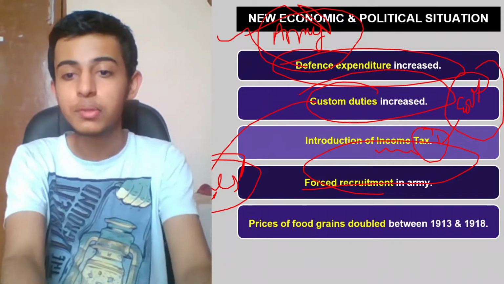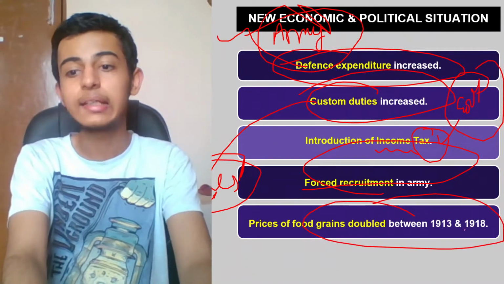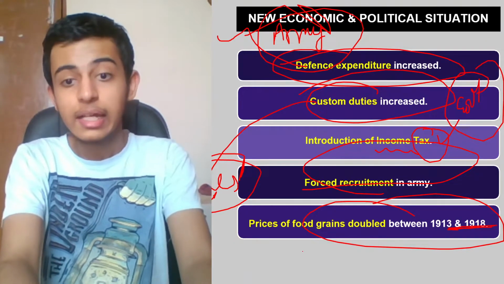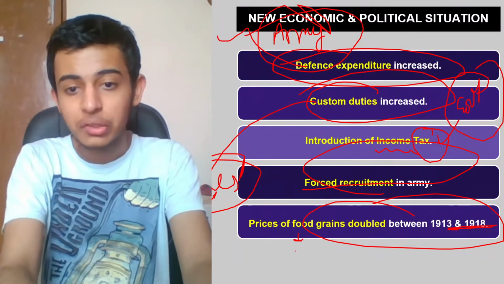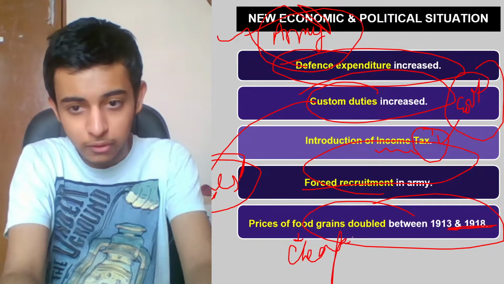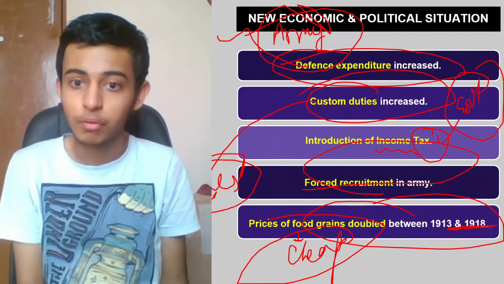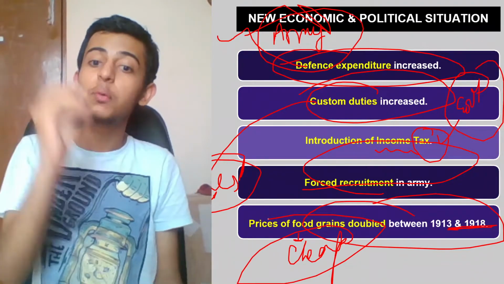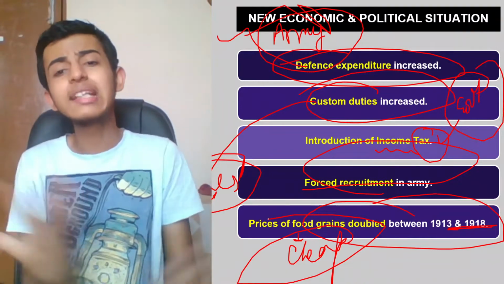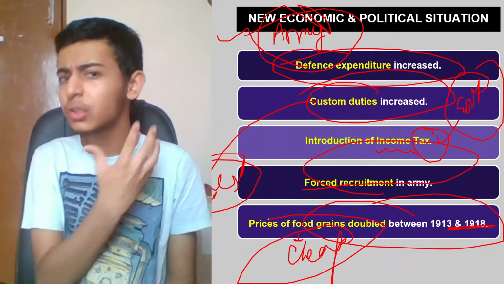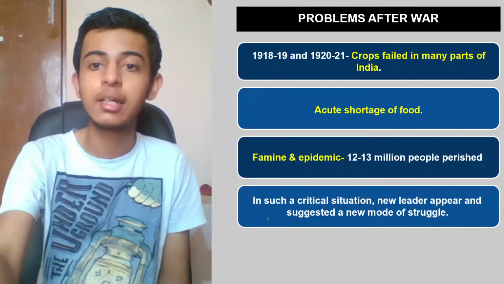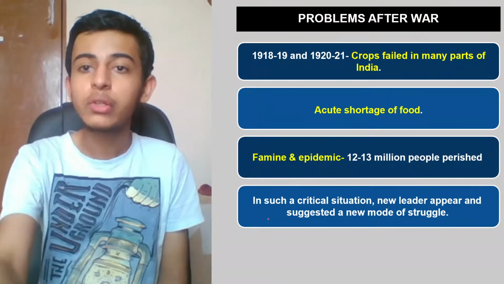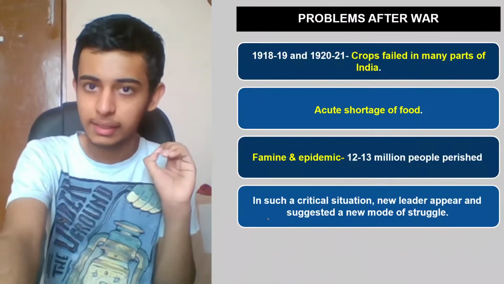And prices of food grains doubled between 1913 and 1918. Food grains are generally cheap so that everybody can afford them. But during that time, the food grains prices doubled. They increased so much that a normal man could not afford them. Okay, now this was the new economic and political situation.